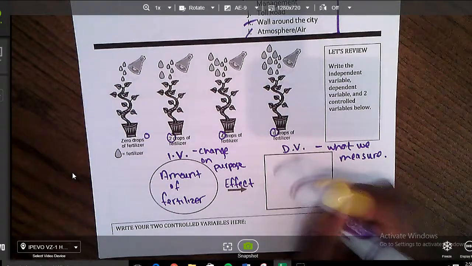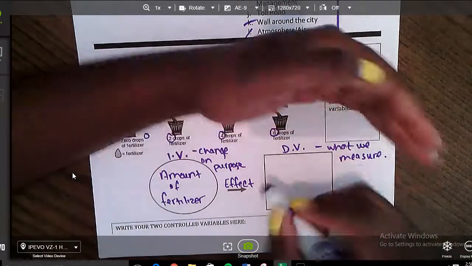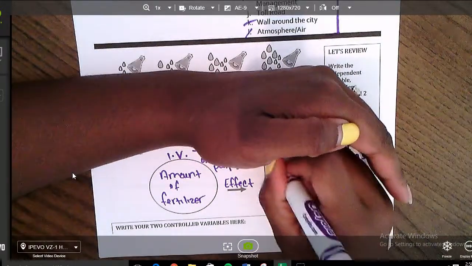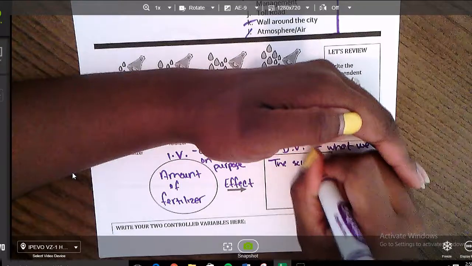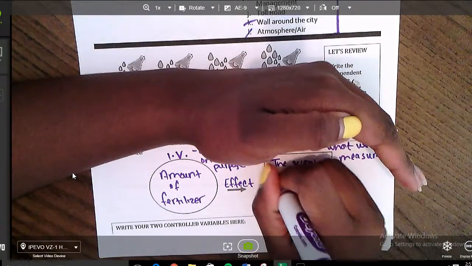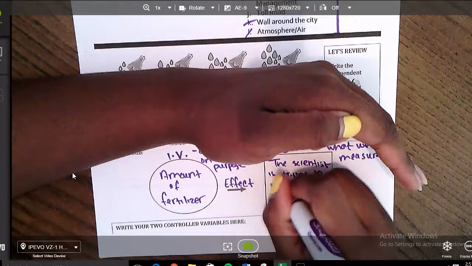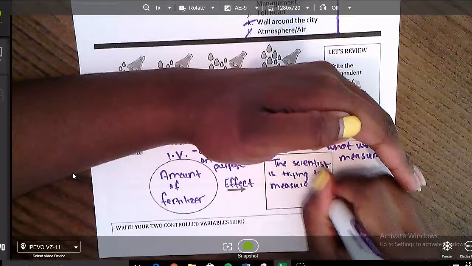Take the next 10 seconds, write it down here. I'm going to write mine down as well. Make sure you're writing in a complete sentence. Five seconds left.